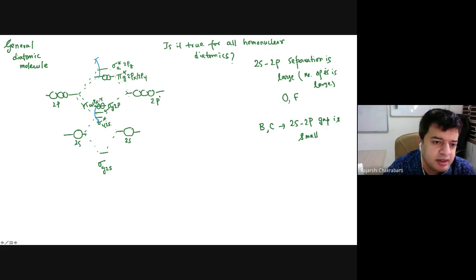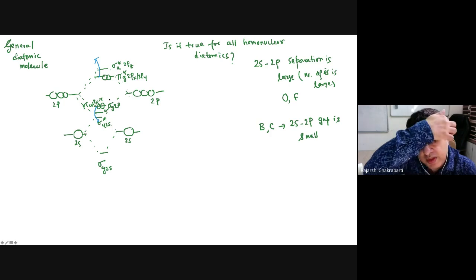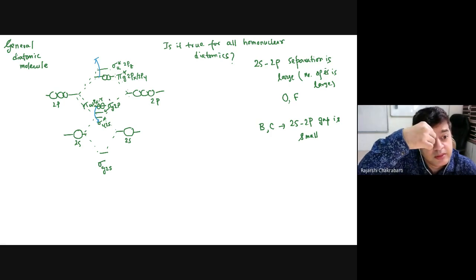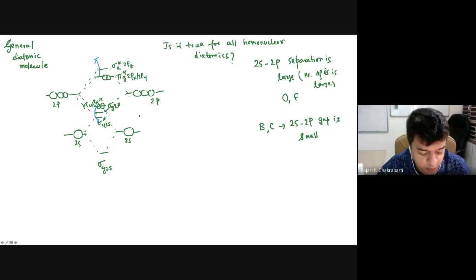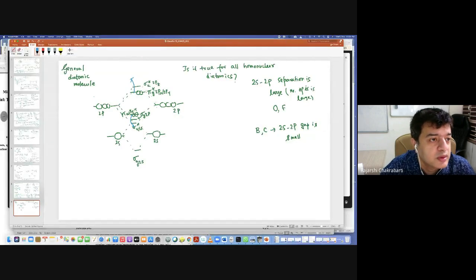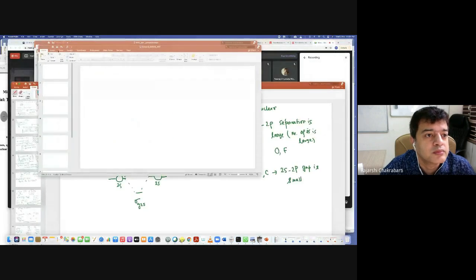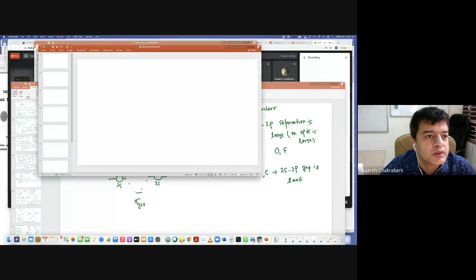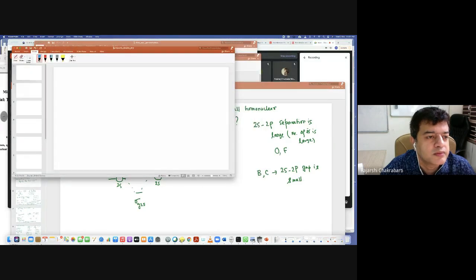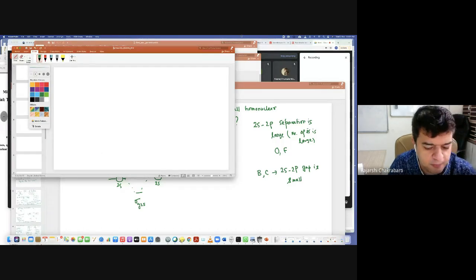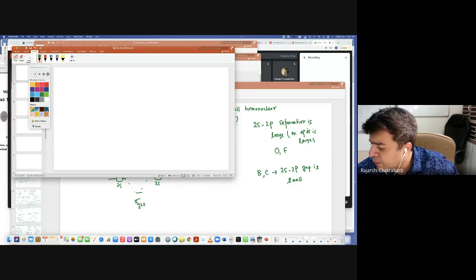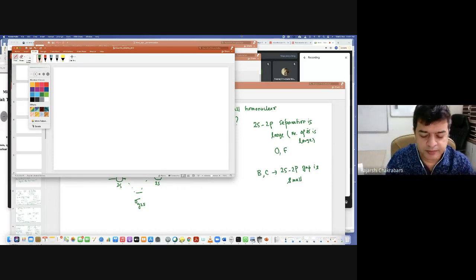And I said that in that case, s and p will mix, and as a result this order will change. The pi star, sigma star will go above. So I'll show you here right now. Let me write it down.